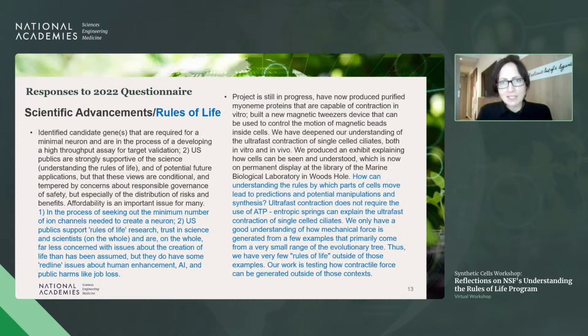So now we're going through basically answers to those scientific results or challenges questionnaires that the PIs in this program were asked to fill out. One team was working on engineering minimal neurons, and they were identifying genes that were needed to build the simplest cell that has some but not all functions of neurons. That included identifying a minimum number of channels that are needed for neuronal activity. And then another team expanded our understanding of what is needed to create ultra-fast contracting cells. Just take a couple seconds to read the replies.